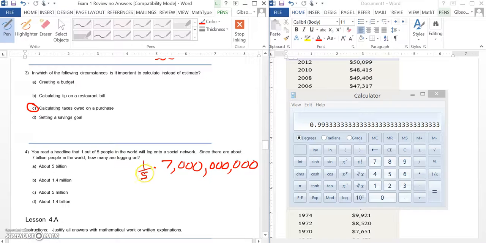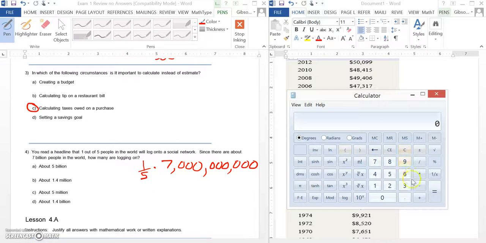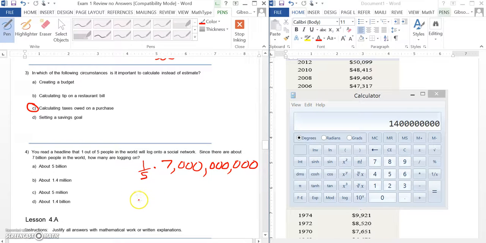Okay, so now we have 1/5 times 7 billion. We could put this in our calculator. 1 divided by 5 gives us 0.2, and we'll multiply by 7 billion. So we should have 9 zeros. That should give us exactly 1,400,000,000. So it'll be about 1.4 billion.